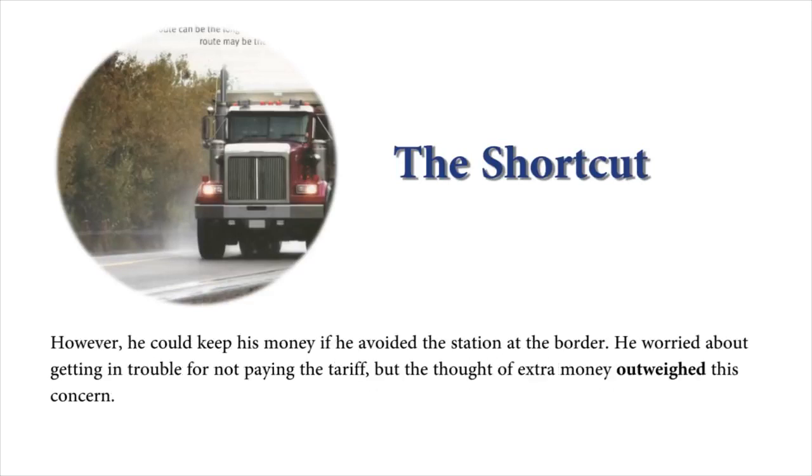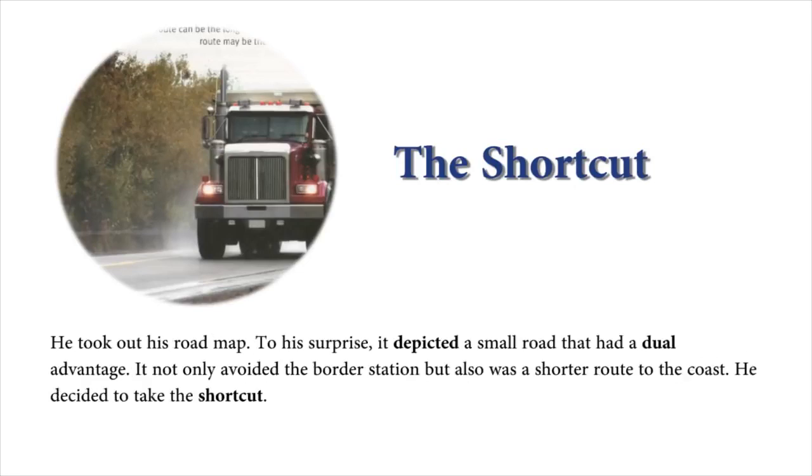However, he could keep his money if he avoided the station at the border. He worried about getting in trouble for not paying the tariff, but the thought of extra money outweighed this concern. He took out his road map. To his surprise, it depicted a small road that had a dual advantage. It not only avoided the border station but also was a shorter route to the coast. He decided to take the shortcut.